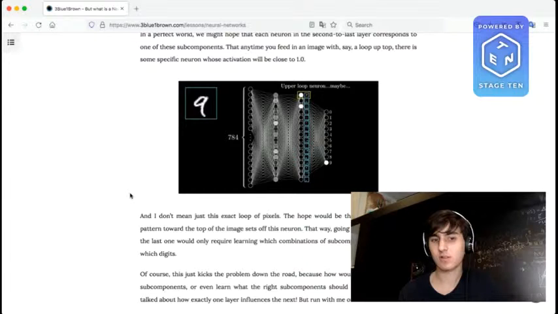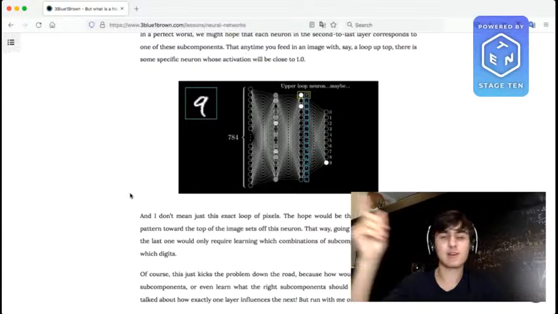We don't want to create something that will only memorize one specific 9. We want to make sure it understands anybody's drawing of 9, because, like in the beginning of the stream when I drew a 7, my 7 is definitely different than everyone else's, in terms of the exact pixels. Of course, this just kicks the problem down the road, because how would you recognize these subcomponents or even learn what the right subcomponents should be?